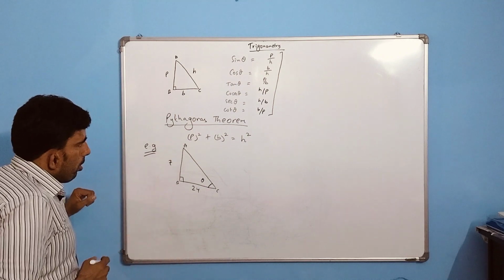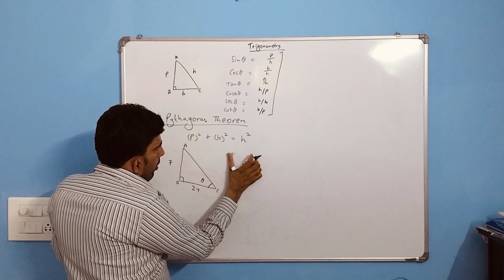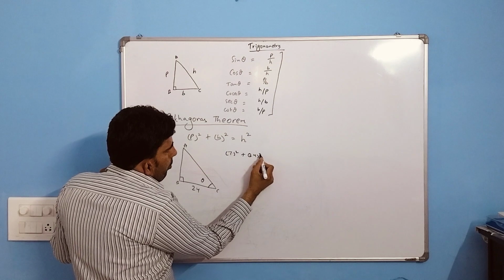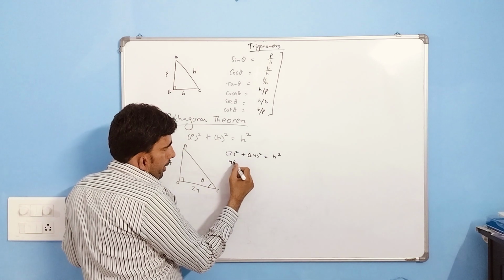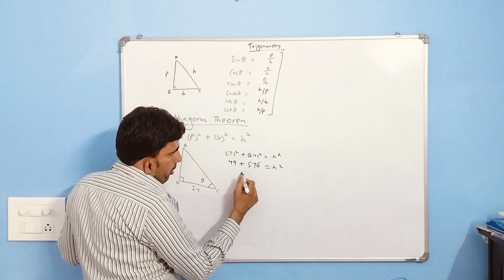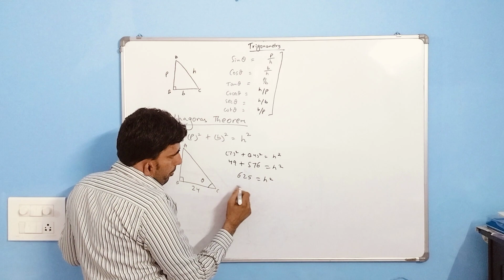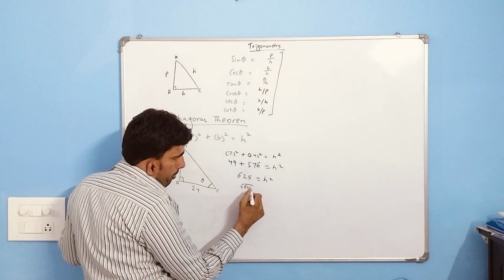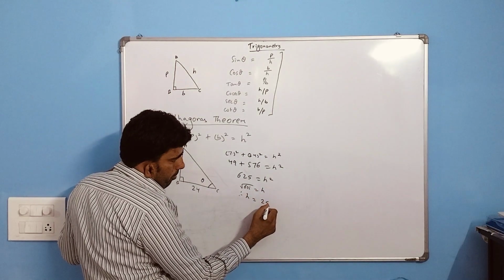Now we'll find perpendicular square plus base square, which will give us hypotenuse square. 7 into 7, 49, plus 24 into 24, 576. So you got 625 is equal to h square. Now you have to take the square root here. So you will get the square root of 625 is equal to h. Therefore h will be 25.